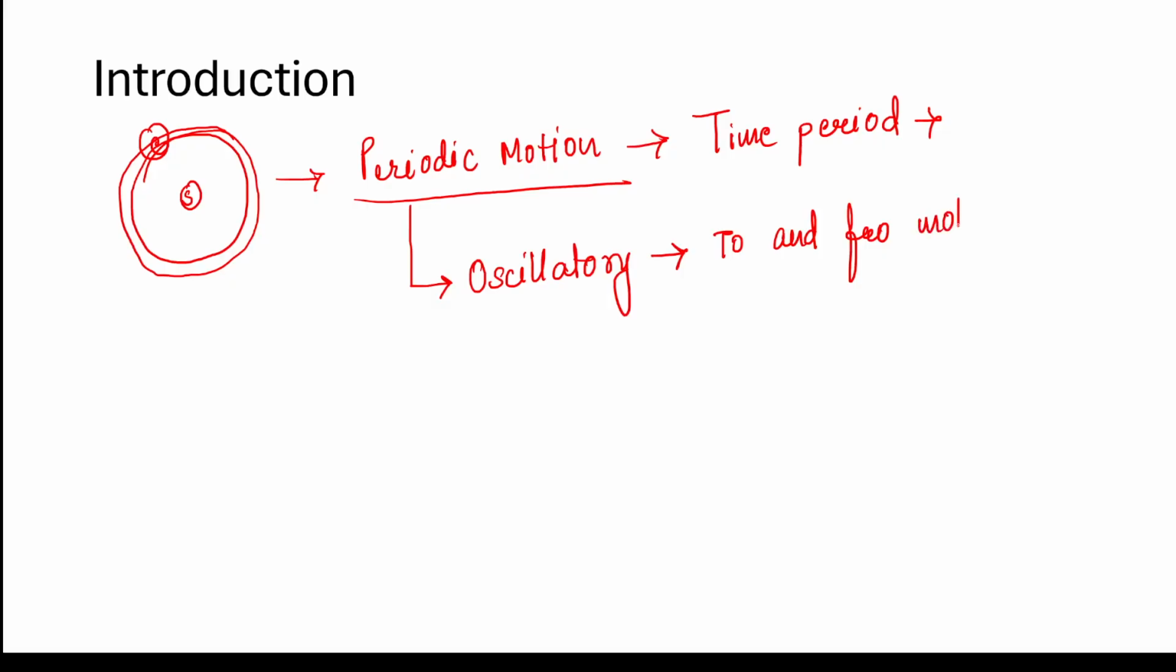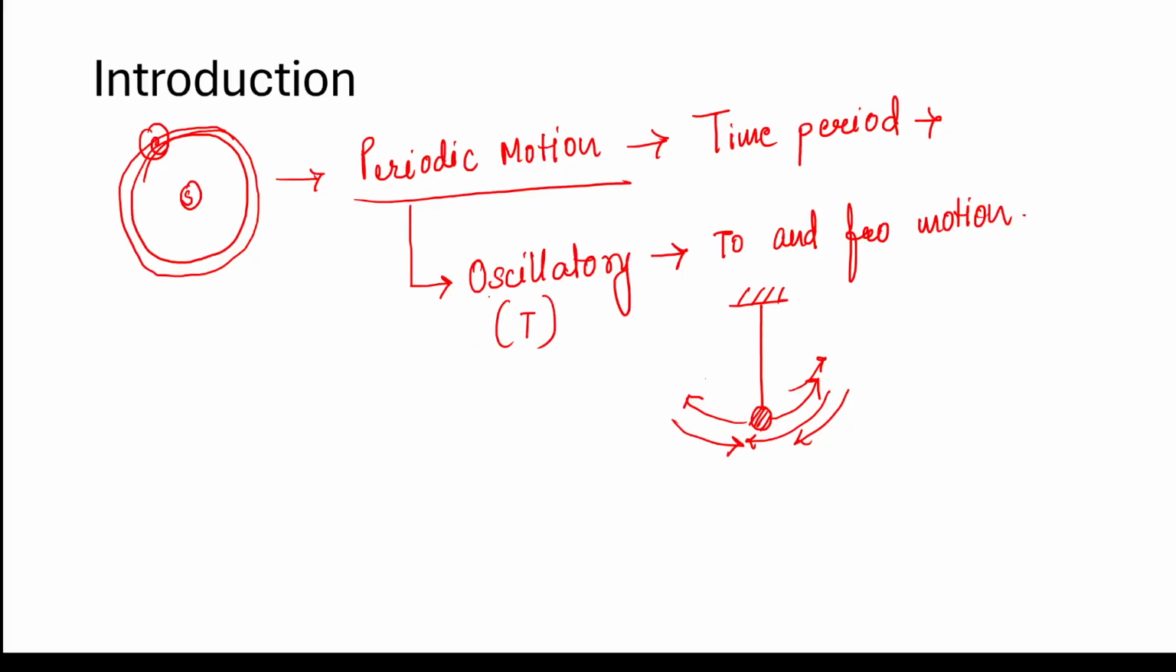For example, consider a pendulum bob hanging from a ceiling. If you push it forward, it comes back, goes in this direction, and then comes back again. This to and fro motion, going forward and then coming backward, is called oscillatory motion. Oscillatory motion, since it's an example of periodic motion, will also have a time period.